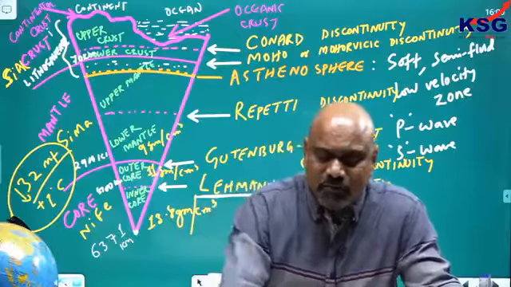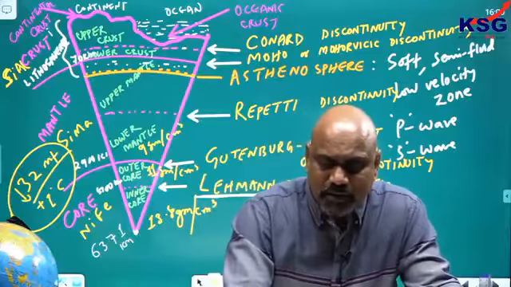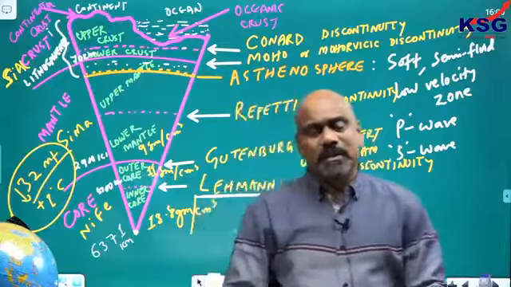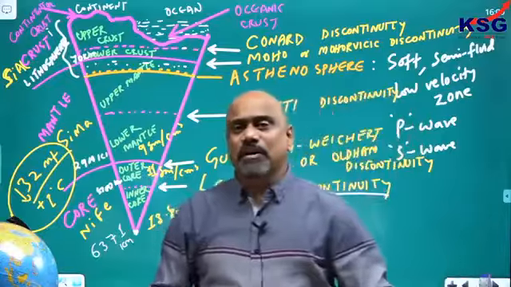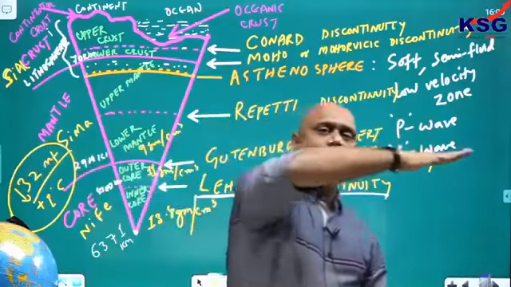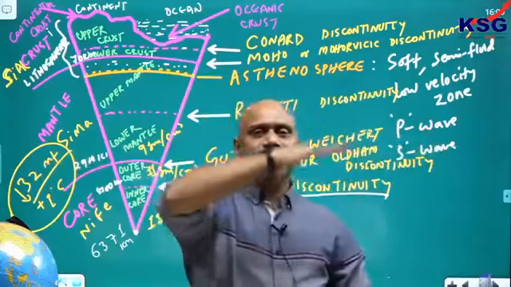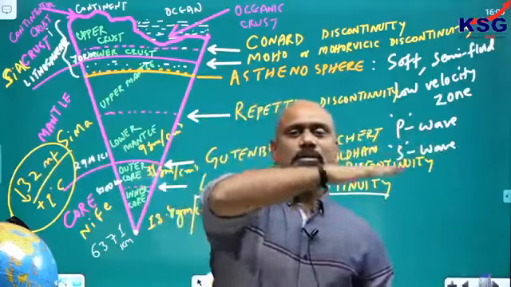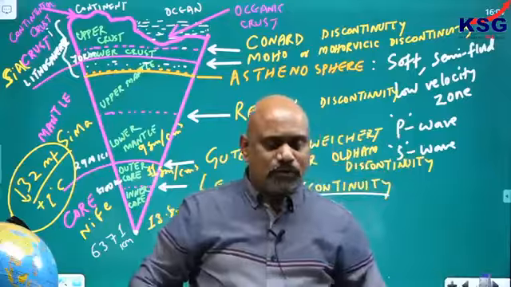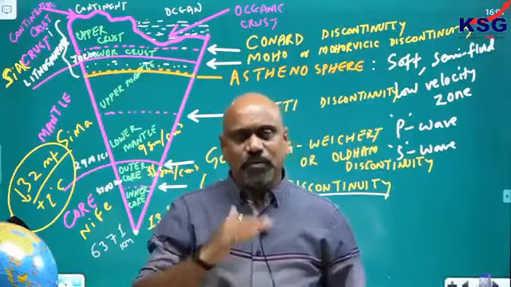What's the difference between P and S wave? My friend, as we have seen, P wave, primary wave, and S wave, secondary wave, look at their movement and propagation. The P wave moves like this, but the S wave moves like this. So S wave will go like this, P wave will be like this. So both are different, slightly different in direction of propagation.